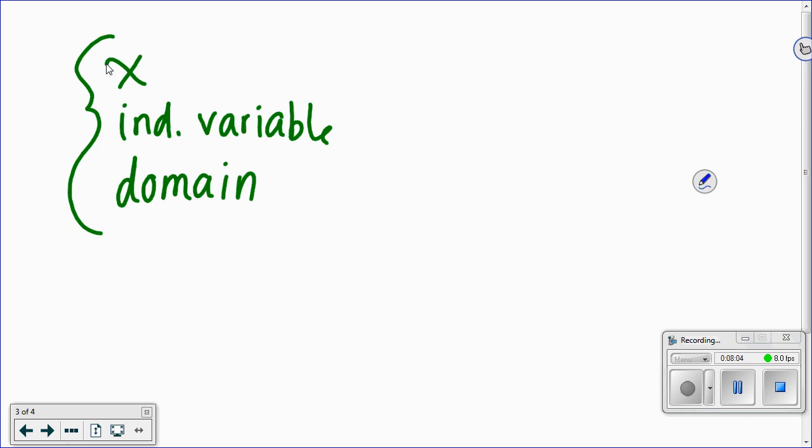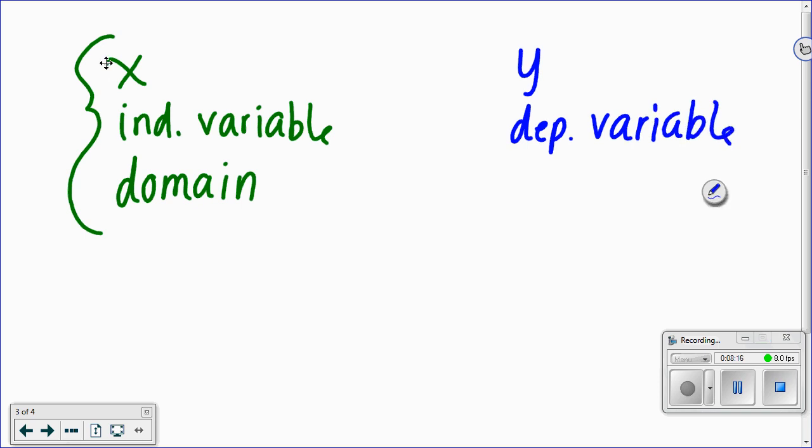What about y? So we have y. Well, if it's not the independent variable, it's the dependent variable. And if it's not the domain, it's also the range. These are the three phrases to remember for y. So x, independent variable, and domain all mean the same thing. Y, dependent variable, and range also all mean the same thing. So these terms are interchangeable.